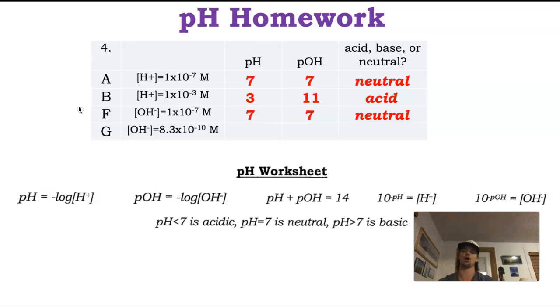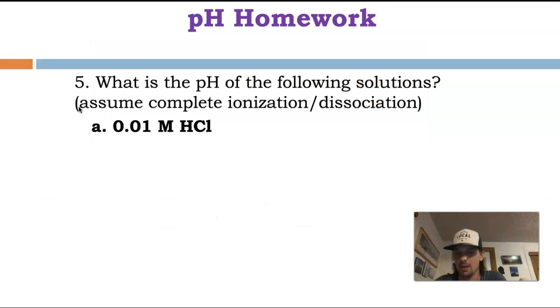If I take the negative log of that, I get the pOH of 9.08. Okay? The pH would then be, I would take 14 minus 9.08, and I get 4.92. The pH is less than 7, making the solution acidic. Okay, hopefully you can finish doing that chart and the problems above it.